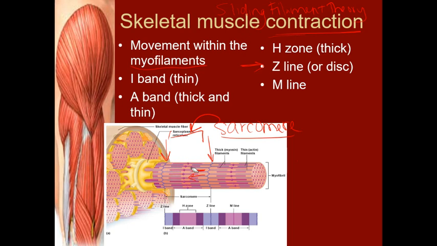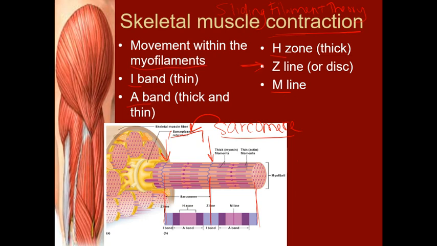All right, other things to look at. Here's the Z line coming down, and here's the Z line coming down here. That's one sarcomere, and then this would be the next sarcomere on this area. In between, I'm going to have these different areas: I band, A band, H zone, and M line. Okay, that gets confusing. So you have two bands, I band and A band. You have an H zone, and then we have this M line.